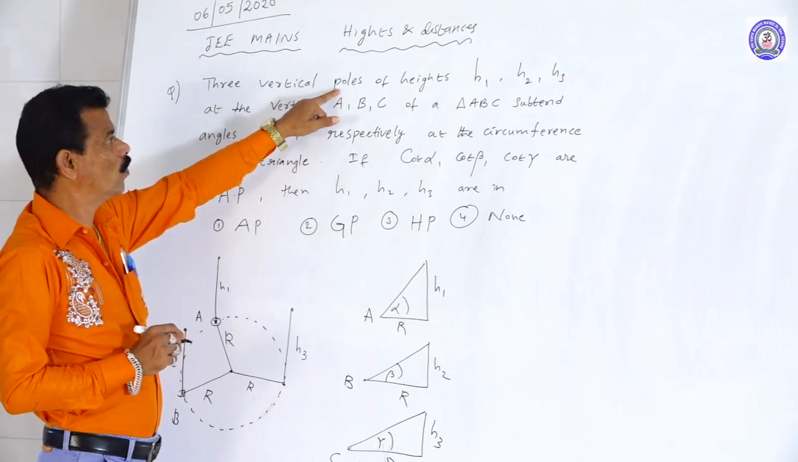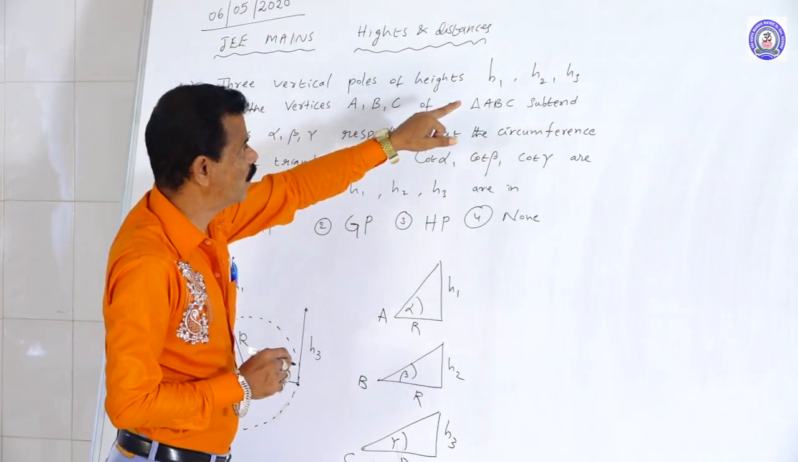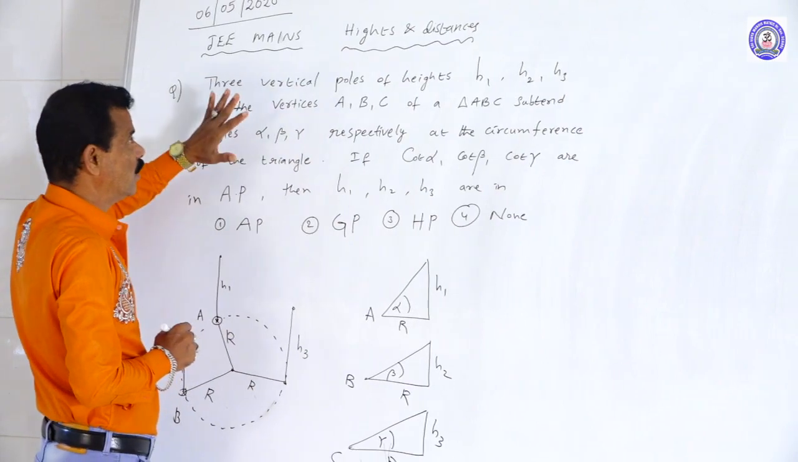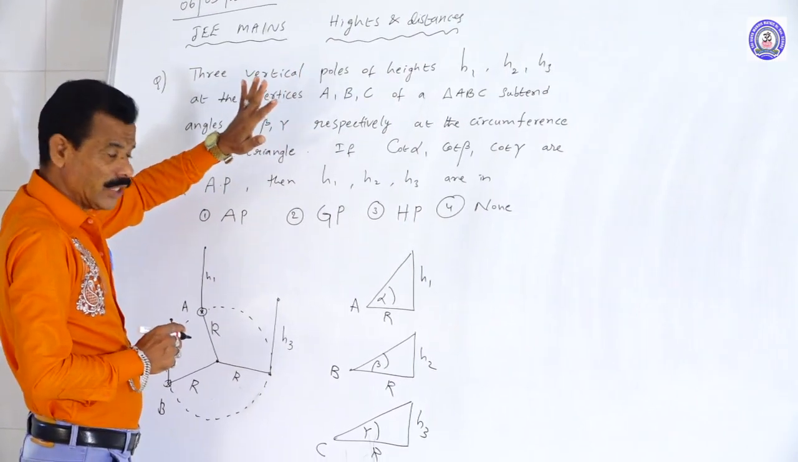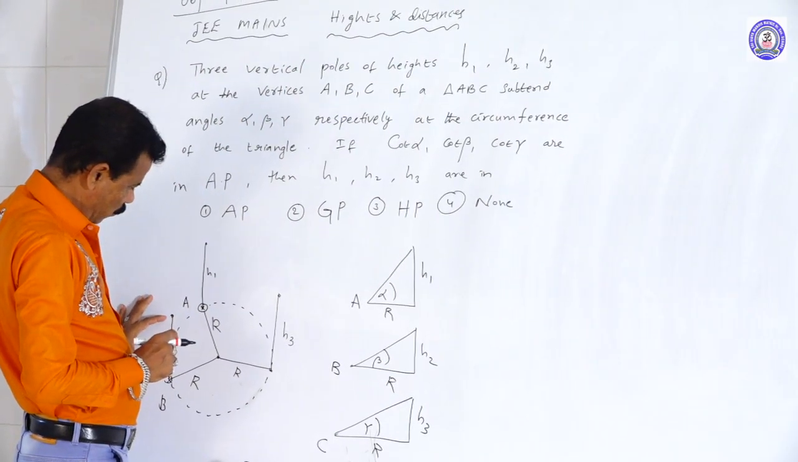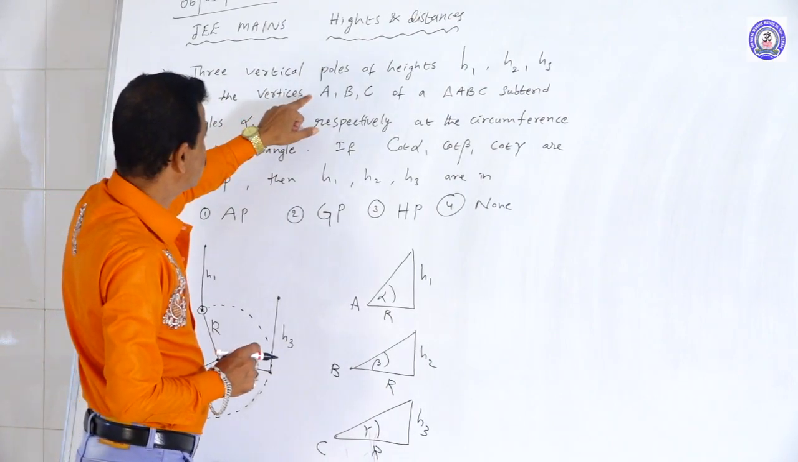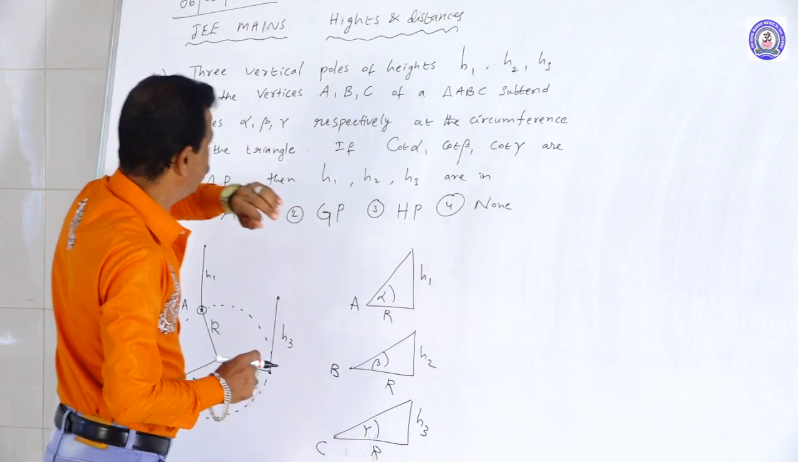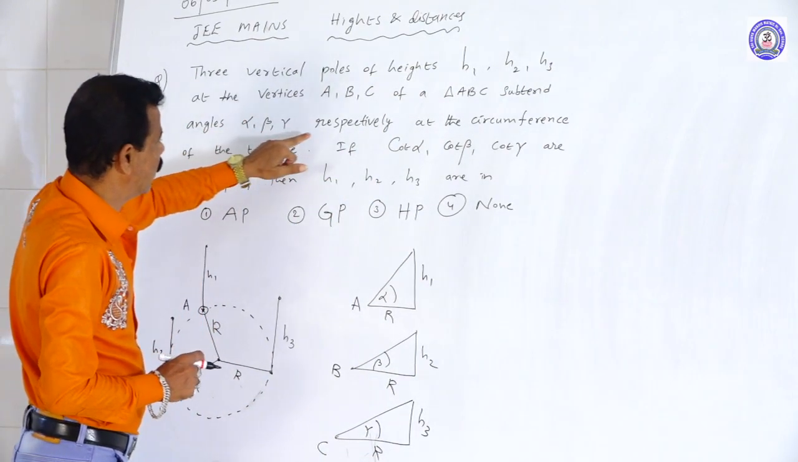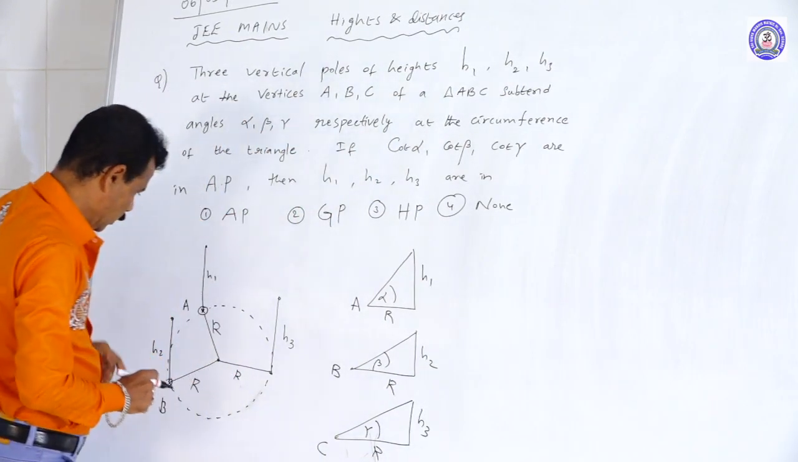Three vertical poles of heights h1, h2, h3. Three vertical poles of heights h1, h2, h3 are placed at the vertices A, B, C of a triangle ABC, and subtend angles alpha, beta, gamma respectively.